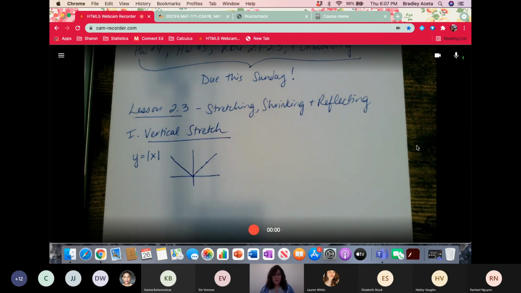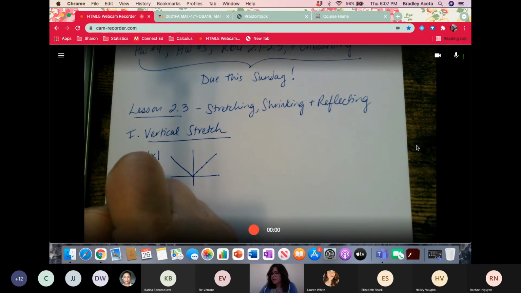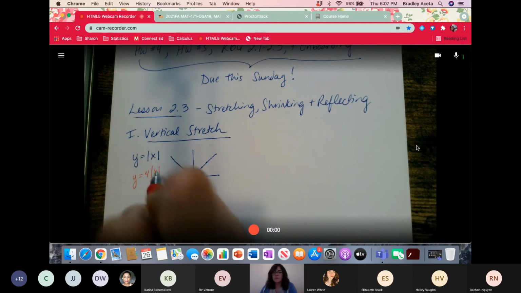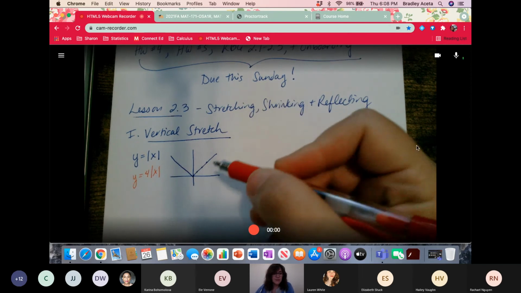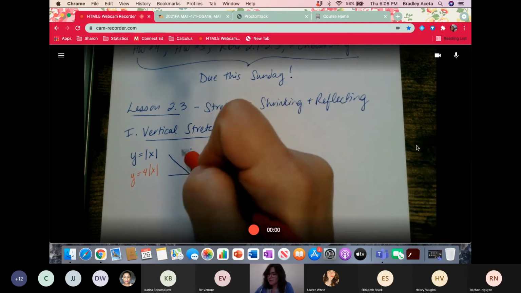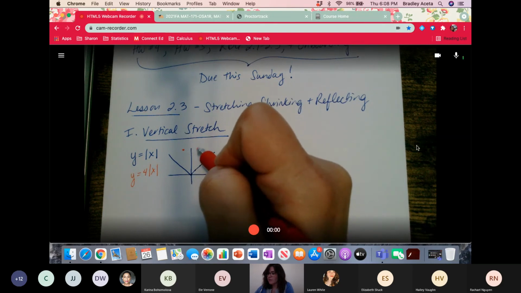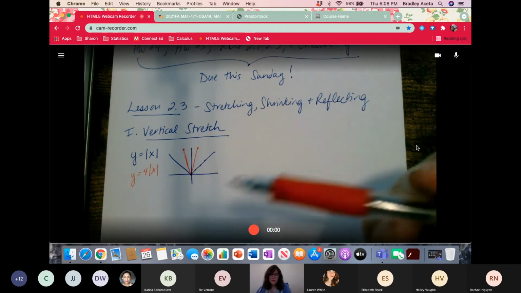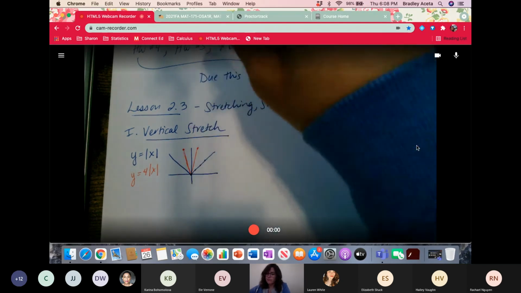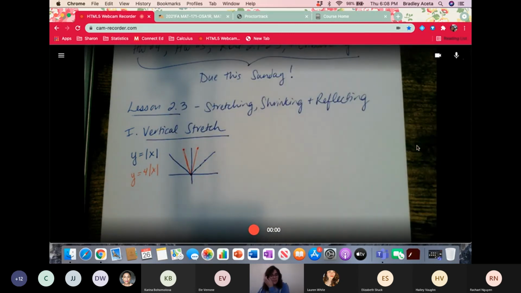Okay. And now let's say I put a number on the outside of the parent with multiplication. So I do y equals 4x. What would end up happening is I would now get the point 1, 4, negative 1, 4, and then 0, 0. It would look like this. It would look as if I stretched it out a little bit along the vertical line.